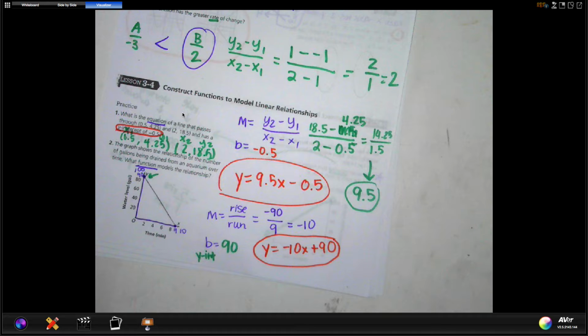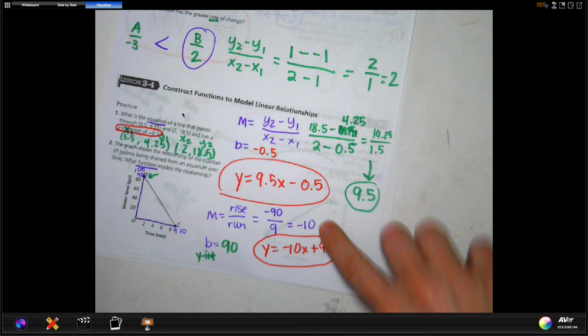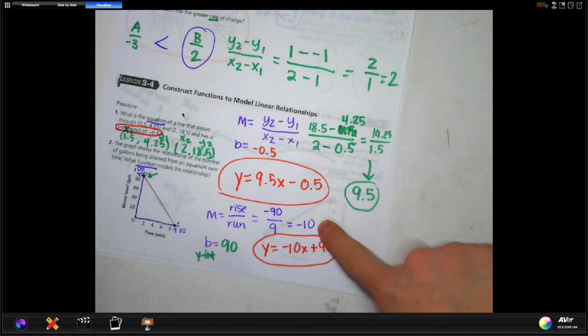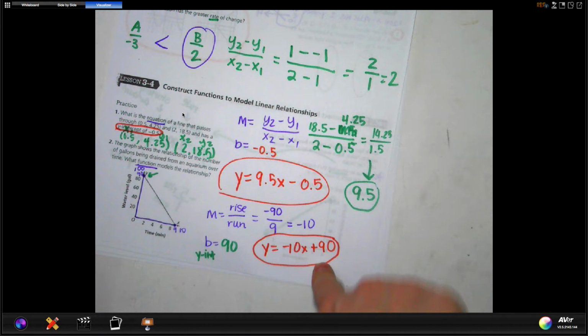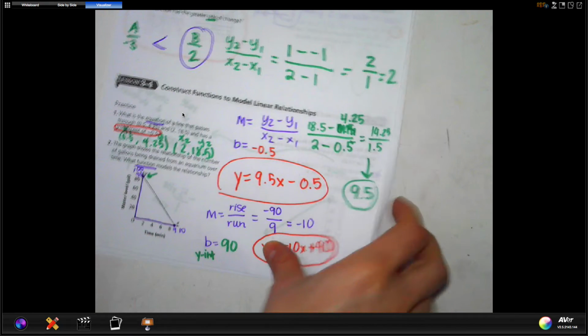So those are worth multiple points on a test, because I'm going to ask you to find M, I'm going to ask you to find B, and I'm going to ask you for the equation. So 3 different points for one question. All right, we are almost done.